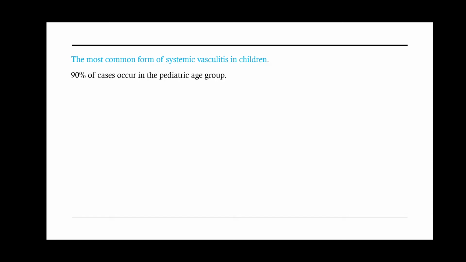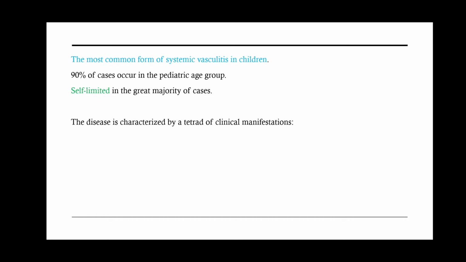90% of cases occur in the pediatric age group. It is self-limited in the great majority of cases, and the disease is characterized by a tetrad of clinical manifestations, the first one being the palpable purpura in patients with neither thrombocytopenia nor coagulopathy. Palpable purpura, hence the name Henoch Schonlein Purpura.